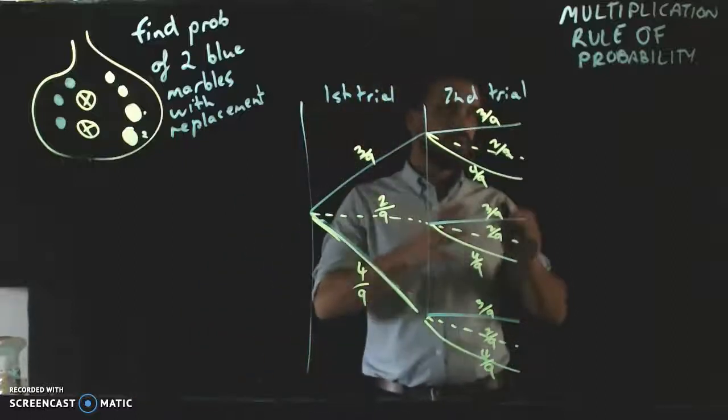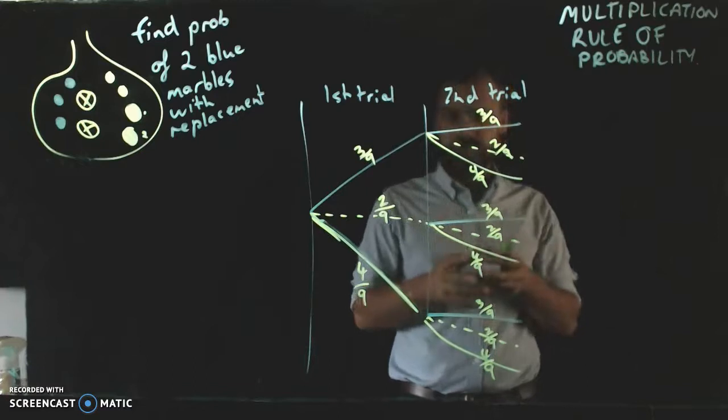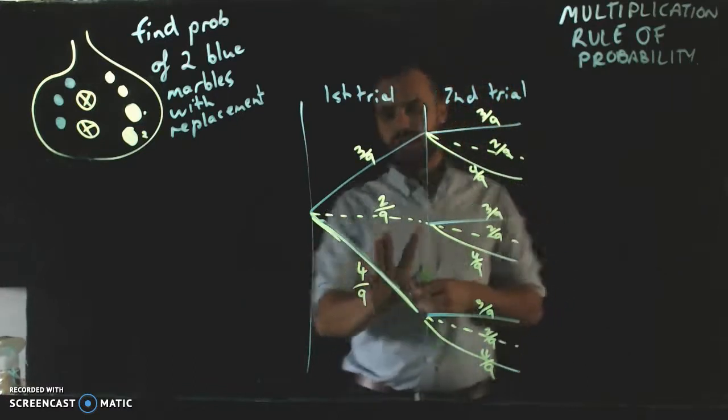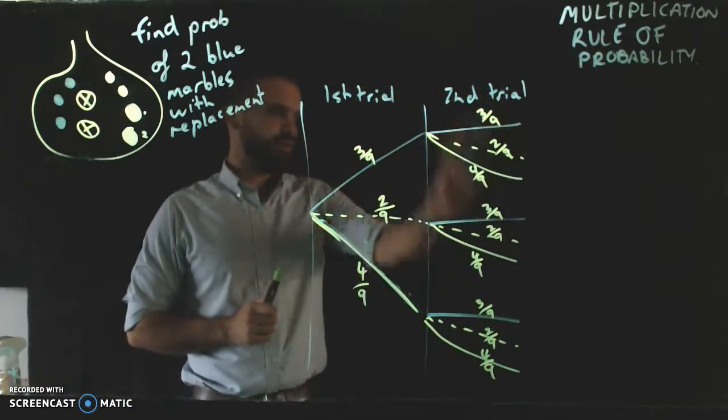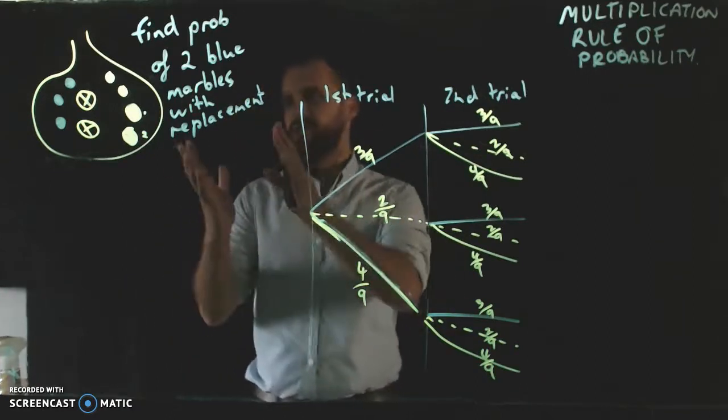So in this video, we're looking at the multiplication rule of probability. This follows on from a previous video where we looked at simplified tree diagrams. You can see our simplified tree diagram here. And it's all to find out this.